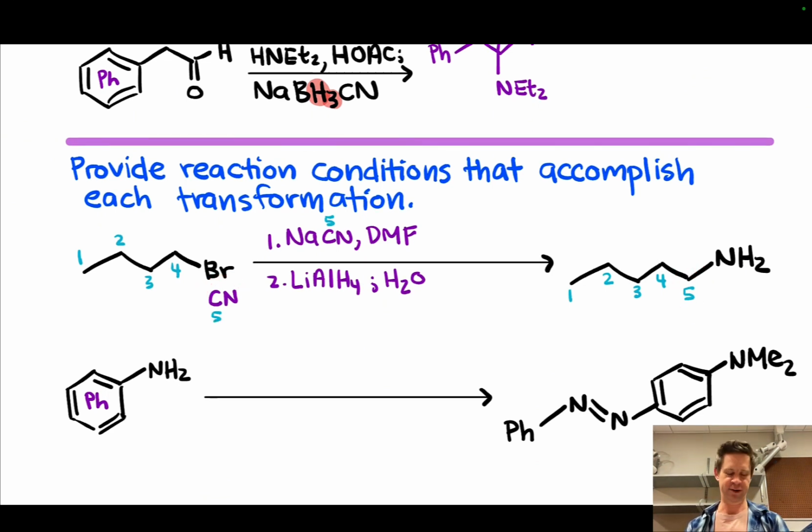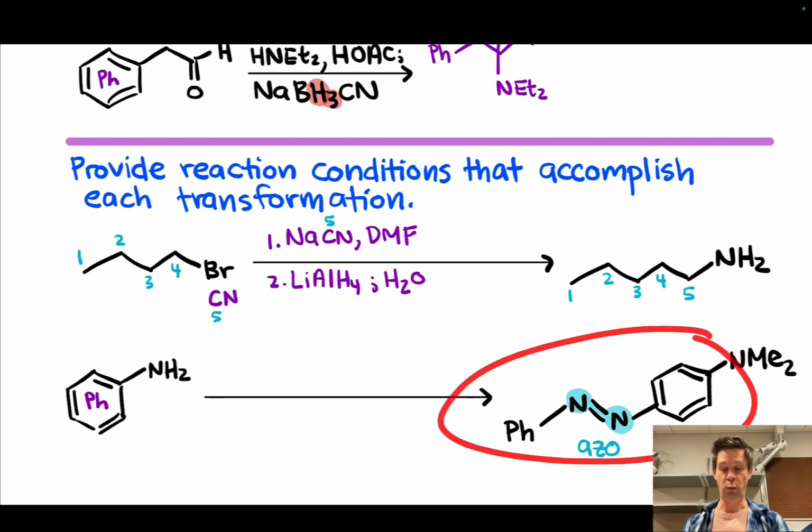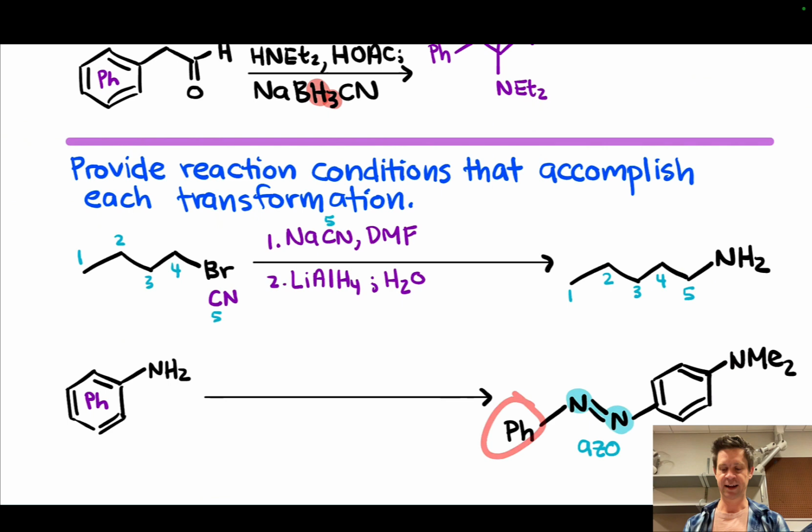In the second reaction here, we're supposed to transform aniline into this compound containing an N-N double bond. This is known as an azo compound because of the N-N linkage here. This is known as an azo linkage. And so we should think about azo coupling here, which is a reaction between an electrophilic aryl diazonium and a nucleophilic aromatic ring.